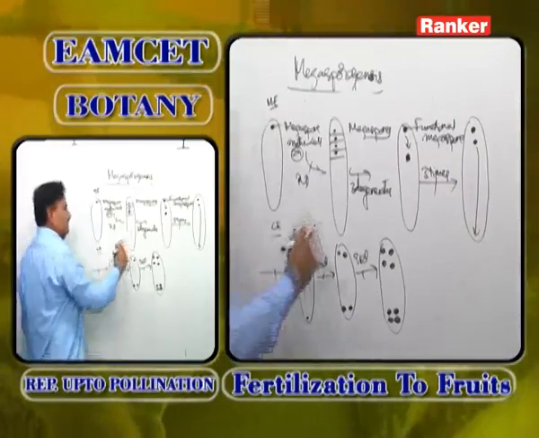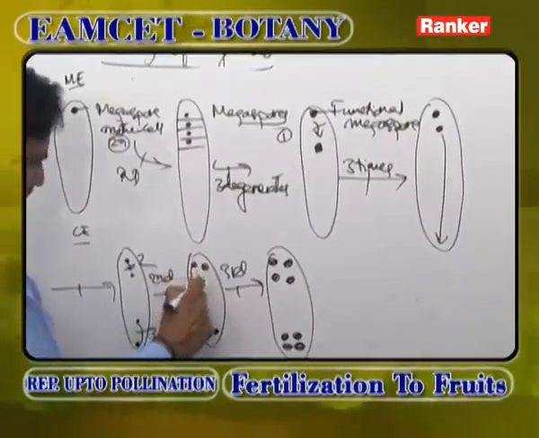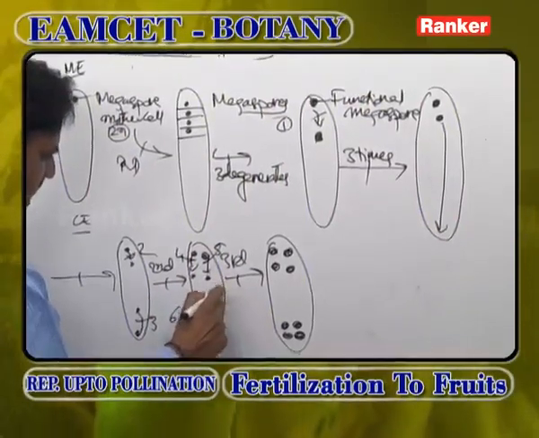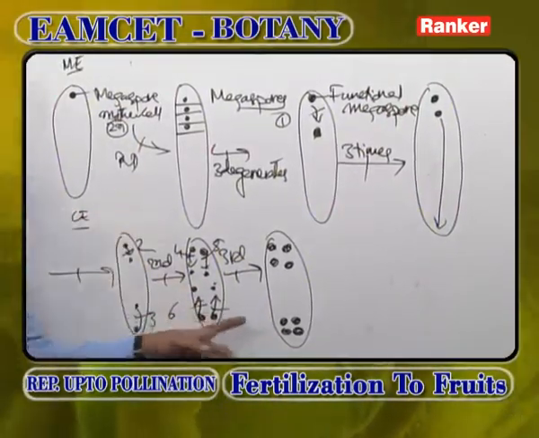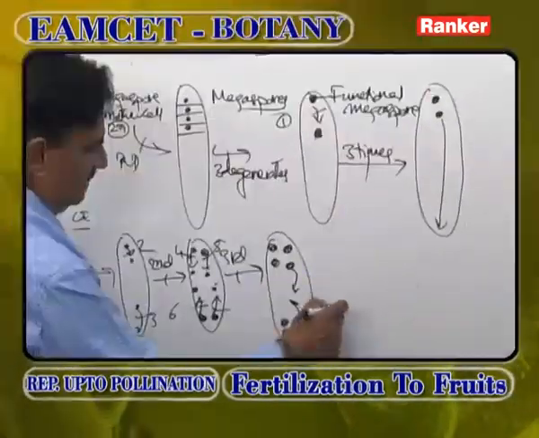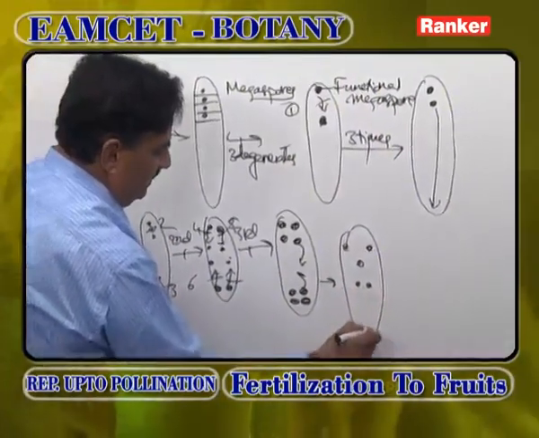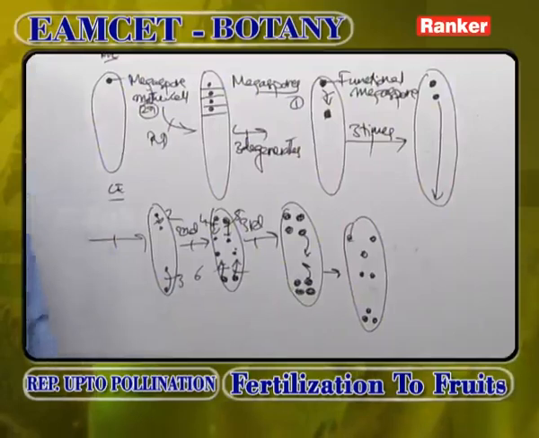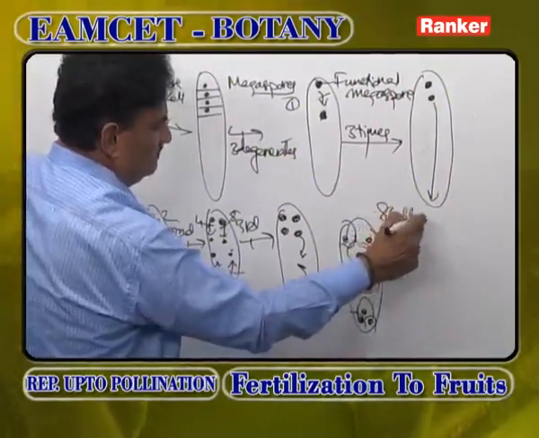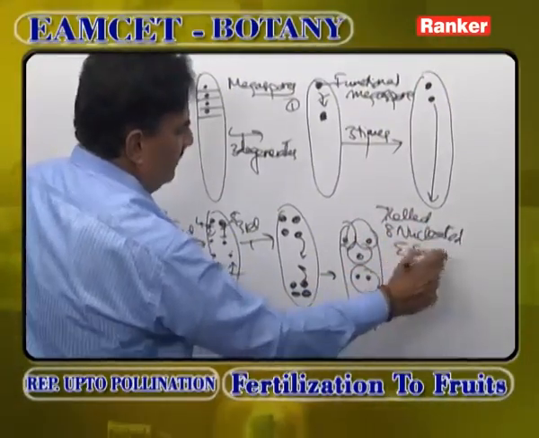Now, how many times mitotic division takes place? 1, 2, 3, 4, 5, 6 and 7 times mitotic divisions take place. 3 times mitotic division, 7 mitotic divisions. The upper 4 are called upper polar nuclei, the lower are called lower polar nuclei. In this, one comes to the center and ultimately the arrangement will be 3 plus 2 plus 3. Till now, free nuclear divisions take place without any cytoplasmic division. Now, cytoplasmic division takes place and cells are formed. This will form a 7-celled, 8 nucleated embryo sac or female gametophyte.